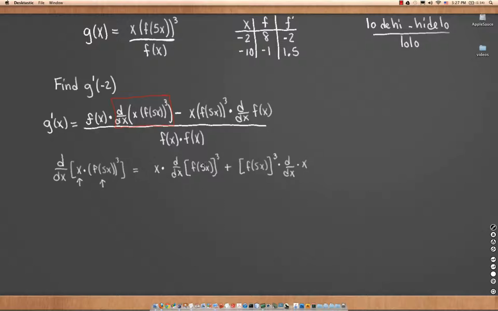This isn't going to be too bad. This is the power rule and then the chain rule. So this becomes x times 3 f of 5x squared times f prime of 5x times 5 by the chain rule. Then plus f of 5x cubed times 1, which is the derivative of x. This is the advantage of working in pieces at a time. Now right here, I know that the derivative with respect to x of f is just f prime, so I'm going to replace that part with f prime of x.